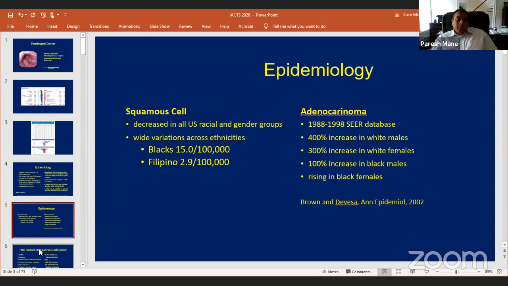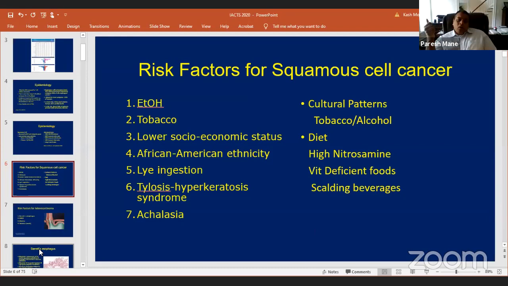In terms of the risk factors, squamous cell carcinoma is more likely to be associated with alcohol, tobacco chewing, low socioeconomic status, African American population, and achalasia. Patients with achalasia are at a higher risk of squamous cell carcinoma rather than adenocarcinoma. This is for the ones taking the board exams. Cultural patterns, eating spicy food, drinking hot beverages like hot tea, hot coffee, high nitrosamines, pickled foods, all of these are associated with squamous cell carcinoma.